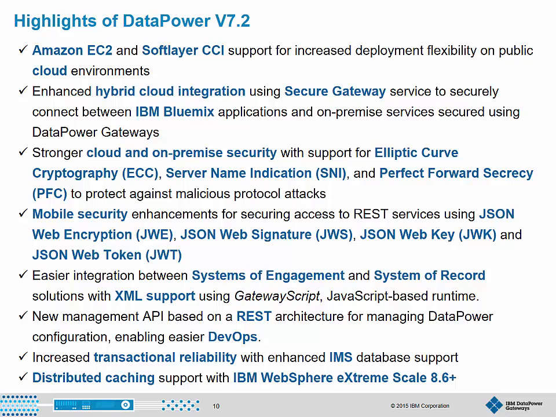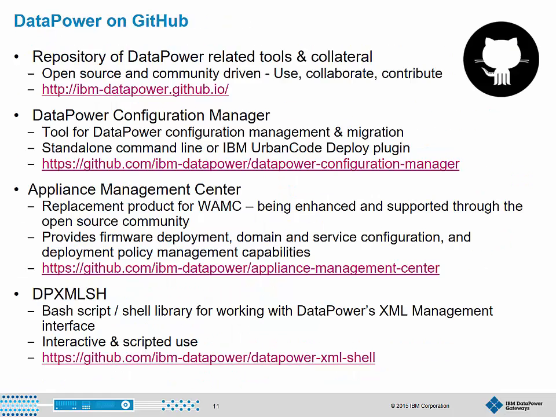So to summarize, since our last release, we've been hard at work to keep DataPower as the industry's leading security and integration gateway. We're off to a great start with the cloud. We've added new cryptography and security capabilities to protect against malicious attacks. We've enhanced our gateway script language to include new JSON cryptographic and XML manipulation capabilities. The new REST-based management interface will make it easier to create automation scripts and enable DevOps. Don't forget to check out DataPower on GitHub, where you can find a number of useful tools that have been built by IBMers, our customers, and our business partners.